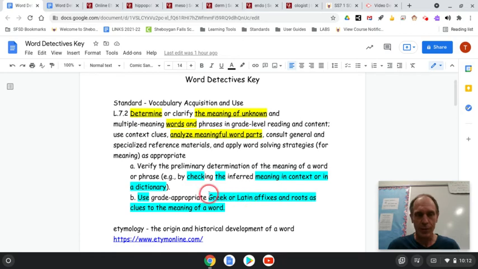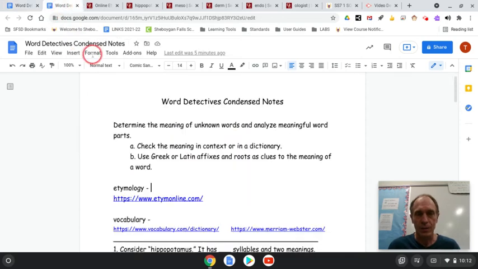And for part B, it says use grade appropriate Greek or Latin affixes and roots as clues to the meaning of a word. I took out grade appropriate because, of course, you're going to use whatever is grade appropriate for you. And I put that here, use Greek or Latin affixes. Those are actually a word for both prefixes, beginning of words, and suffixes, those parts that come at the end of words. And the root is the part within the middle.